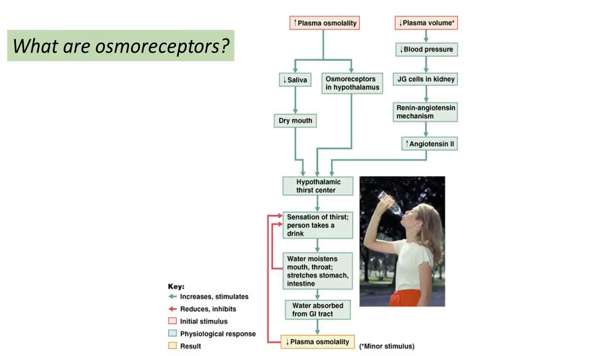And then as we're consuming these fluids, we're going to have other receptors in the mouth and the throat that respond to that moisture, as well as stretch receptors in the stomach as water is entering, and in the intestine, that will start to satiate that sensation of thirst and make you feel less thirsty. And then as water is being absorbed out of the GI tract and back into your blood, the plasma osmolality will begin to decrease, and now the osmoreceptors are going to stop firing in the hypothalamus, and that's going to take away that sensation of thirst.